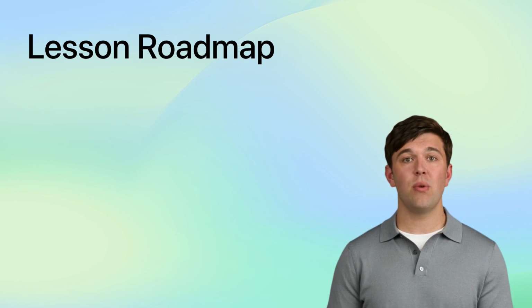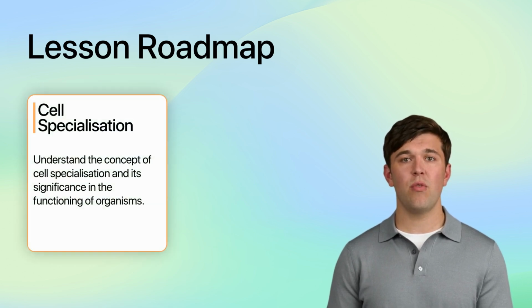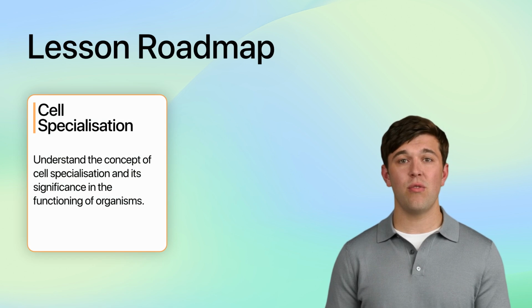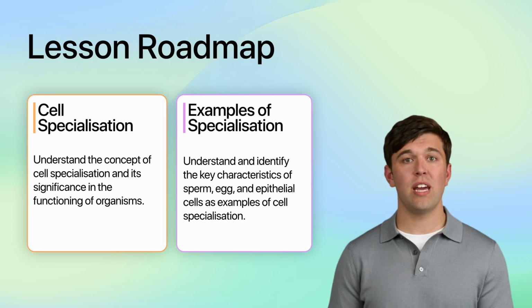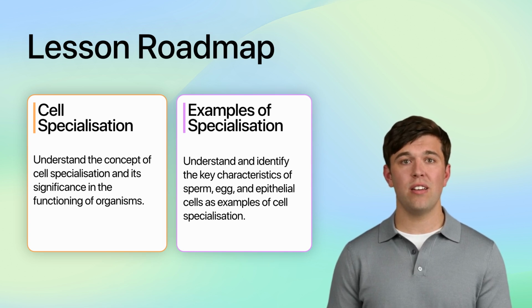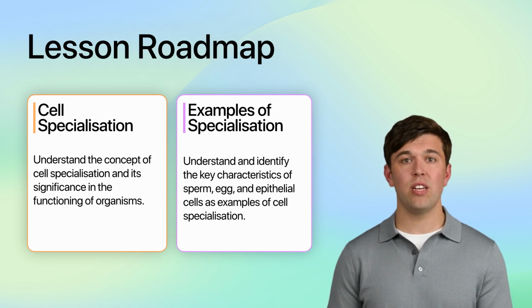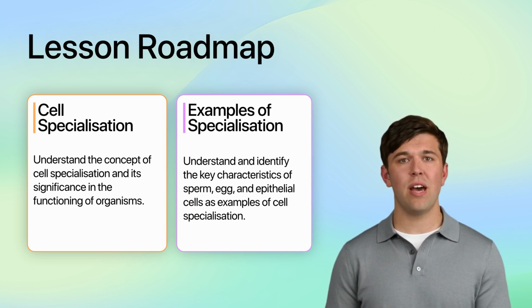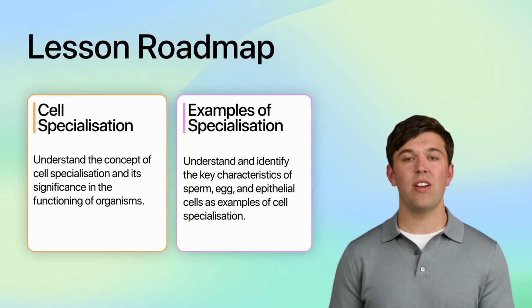Our lesson for today will teach us about animal cell specializations. We'll discuss what is meant by cell specialization, before examining the unique structures of three key examples. We'll examine the unique structures of sperm cells that enable them to swim towards an egg, the characteristics of egg cells that allow them to nourish developing embryos, and the specific features of epithelial cells that help protect and line various surfaces within the body.